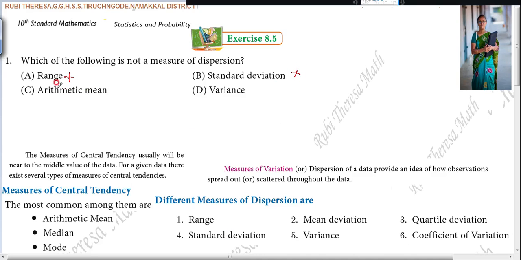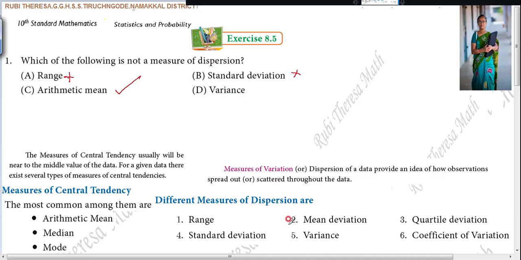Next one, arithmetic mean. It is a measure of central tendency. What is meant by measures of central tendency? It is near to the middle value of the data. Central tendency is nothing but the nearness to the middle value of the data. So it is not a measure of dispersion. So this is the answer. This is a measure of central tendency.